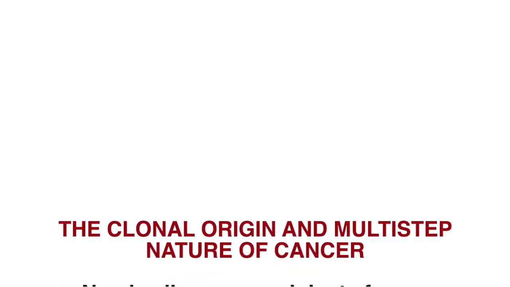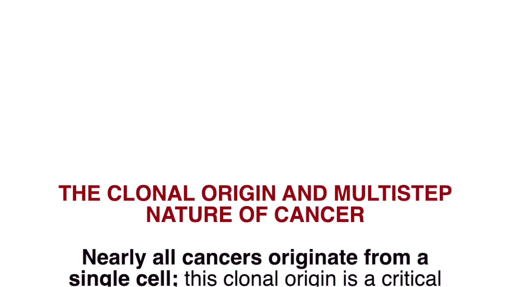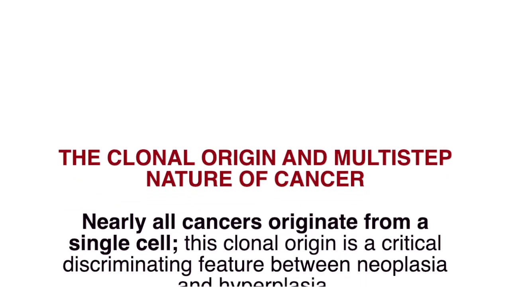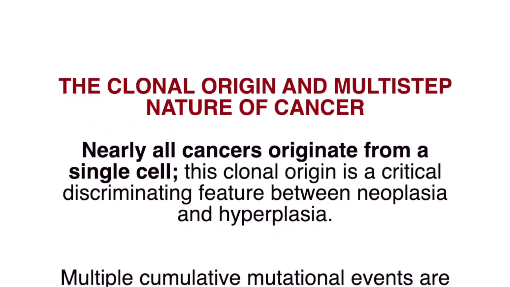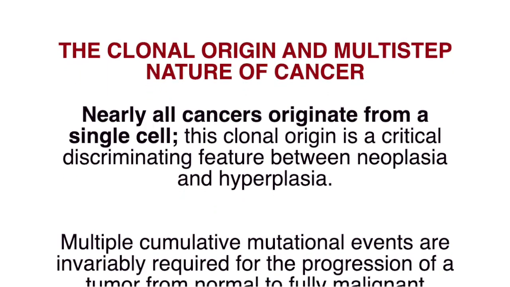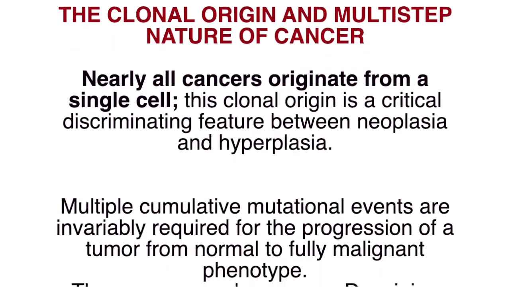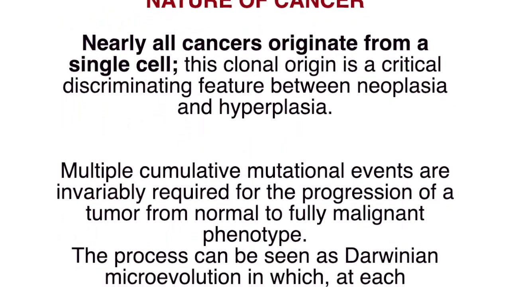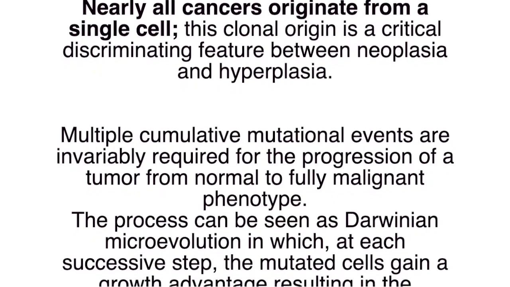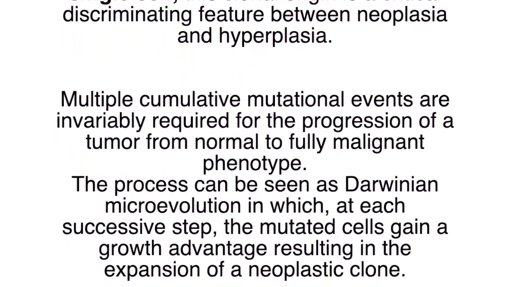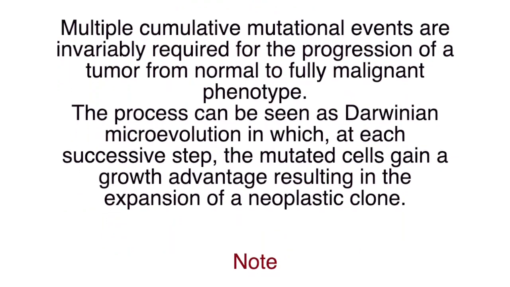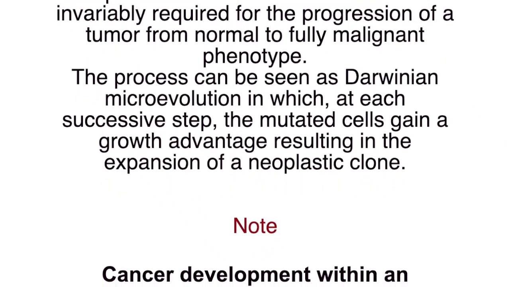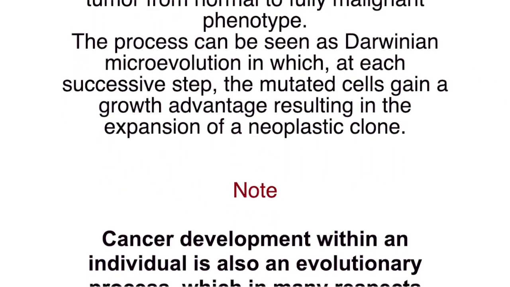The clonal origin and multi-step nature of cancer. Nearly all cancers originate from a single cell. This clonal origin is a critical discriminating feature between neoplasia and hyperplasia. Multiple cumulative mutational events are invariably required for the progression of a tumor from normal to fully malignant phenotype. The process can be seen as Darwinian microevolution, in which, at each successive step, the mutated cells gain a growth advantage, resulting in the expansion of a neoplastic clone.